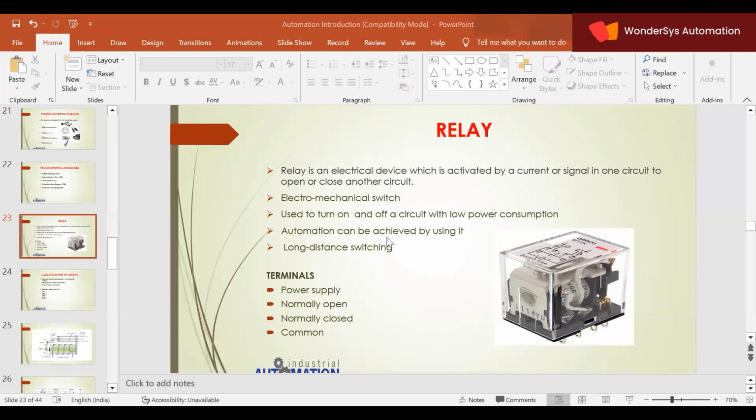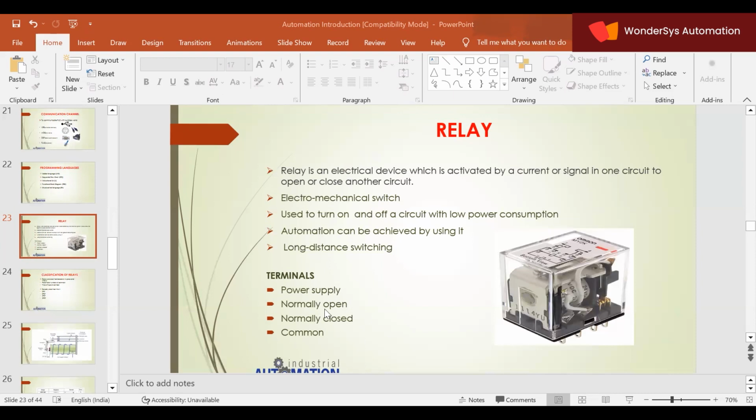Okay, there are four terminals in the relay. One is the power supply. Next, normally open, normally closed, and a common contact. In this, the normally open and normally closed are fixed type contacts, and the common contact is a movable contact. So, based on whether this movable contact is moved towards NC or NO, we will tell whether it is an NC contact or an NO contact.